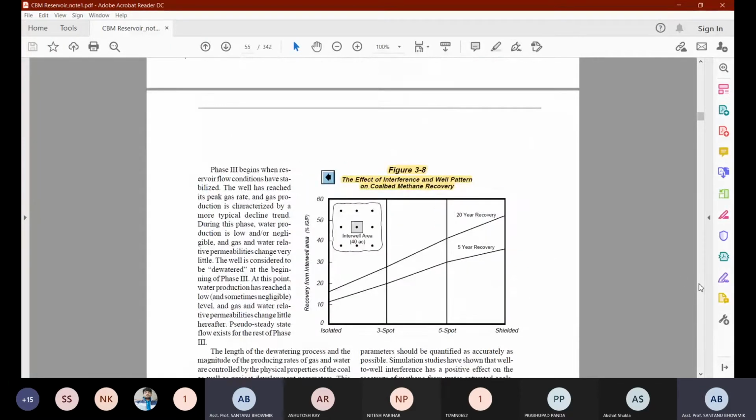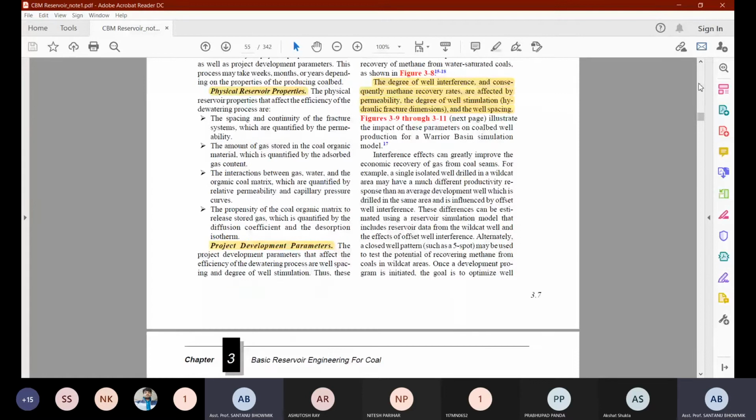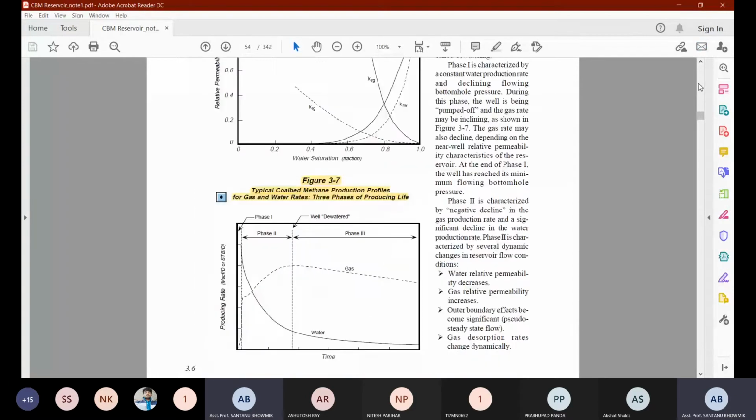Now, whatever water production is coming, obviously the water production is coming based on the connectivity of the open channels, which is called the permeability, the cleavage surfaces or the cleat surfaces, how they are going to connect with one another, the apertures, how they are going to orient themselves. That is going to dictate how much water you are going to take out from the coal bed methane reservoir.